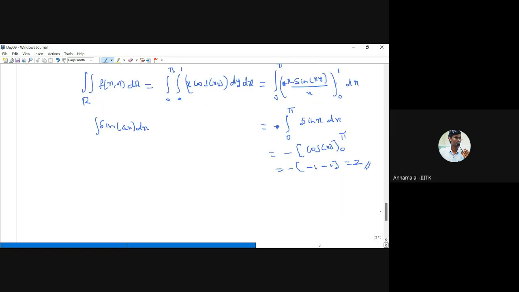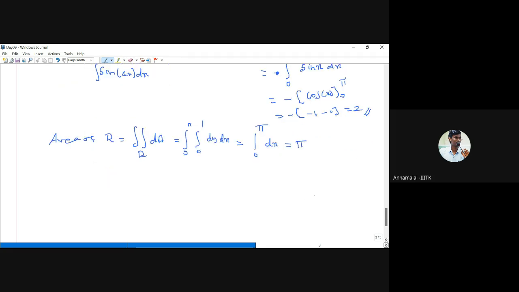So first we have found this, and then we have to find the area. So what is the area? The area of R, the region, is the double integral over R of just dA. So it's nothing but integral 0 to pi, integral 0 to 1 dy dx. If we integrate, we get y. If we substitute the upper limit, lower limit, we get just 1. Therefore, we get just dx, and this is nothing but pi. Okay, so therefore, 2 into 1 by pi, that is 2 by pi.